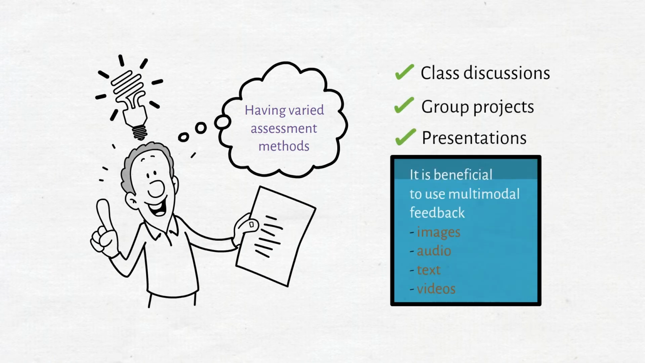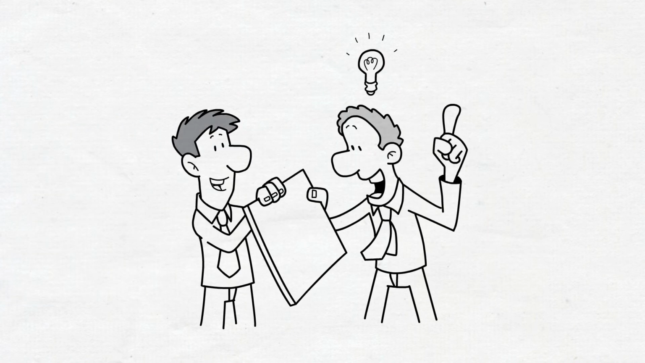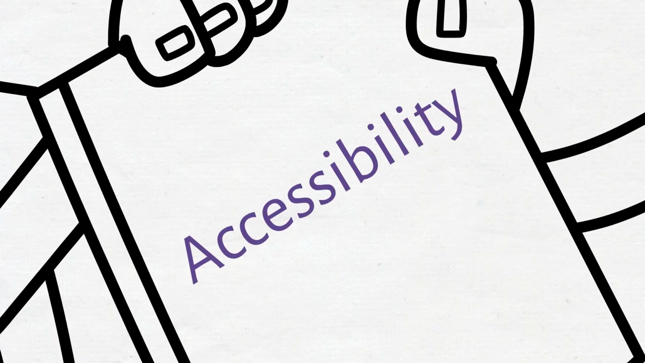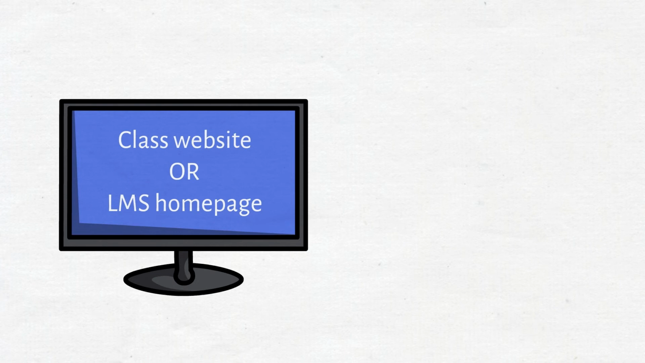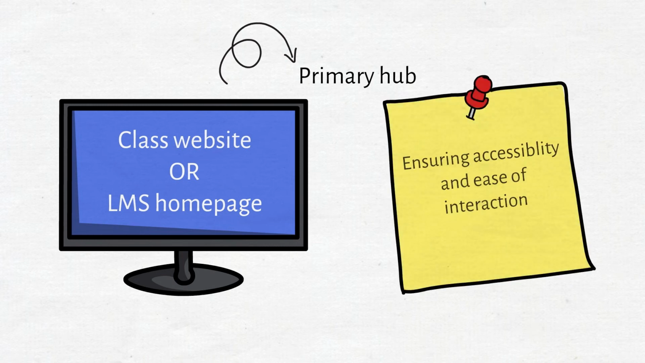It is beneficial to use multimodal feedback involving images, audio, texts, and videos to evaluate students' performance and garner their feedback. To make online lessons more accessible to all students, it is essential to plan lessons with Universal Design for Learning, or UDL principles, in mind. Utilizing a detailed class website or LMS homepage as a primary hub, channels can be established for communicating with students, ensuring accessibility and ease of interaction.